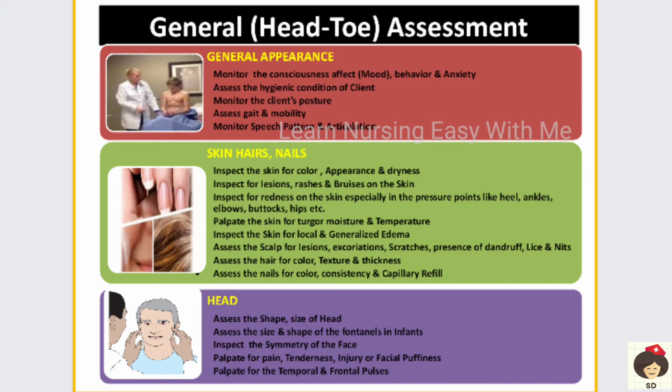And inspect the symmetry of the face, okay. Like in cerebral palsy, the face will be deviated to one side, so that symmetry you have to check. And for pain, tenderness, injury or facial puffiness, all this you have to palpate and see. And also palpate for the temporal and the frontal pulses.